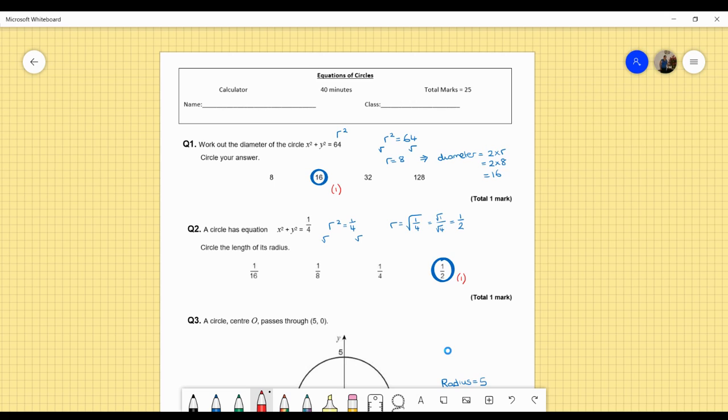so red or green on this one. Question 2 then, so this is an equation of a circle, x squared plus y squared equals a quarter. So we know r squared is equal to a quarter, so you can use a calculator or you could use surds to be able to simplify this one. So it's the square root of a quarter, which we would split up into the square root of 1 over the square root of 4, giving us a half. Okay, so 1 mark for that one, and either red or green.